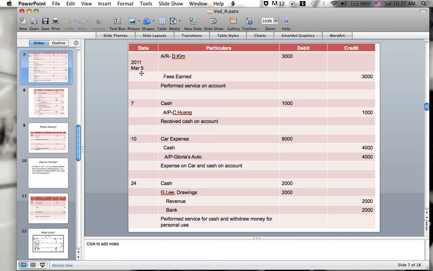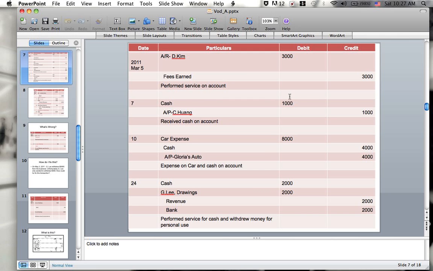First, I put the month, date, and year in the first column. For the first transaction, I debit accounts receivable D. Kim $3,000 and credit fees earned $3,000. The credited account and amount are recorded second and are indented. The third row states the description of the account: performed service on account.